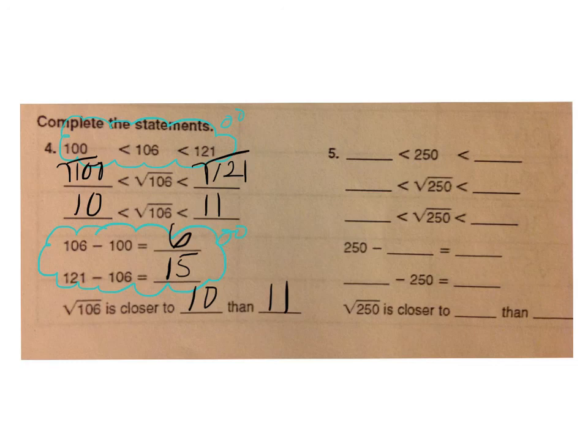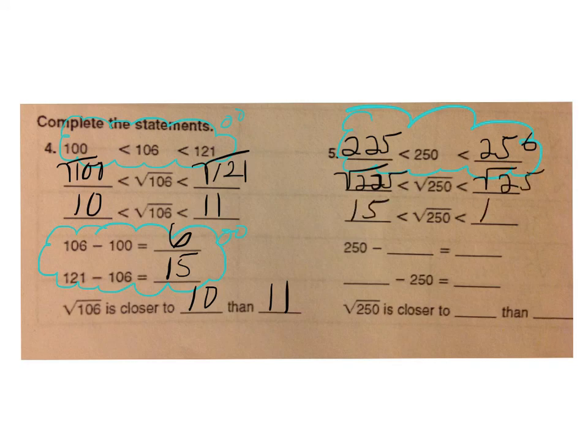Okay, so go ahead and take a minute. Think about and write in what perfect squares are on either side of 250. Hopefully you came up with 225 and 256. So we're looking for a number between the square root of 225 and the square root of 256. This number is between 15 and 16.